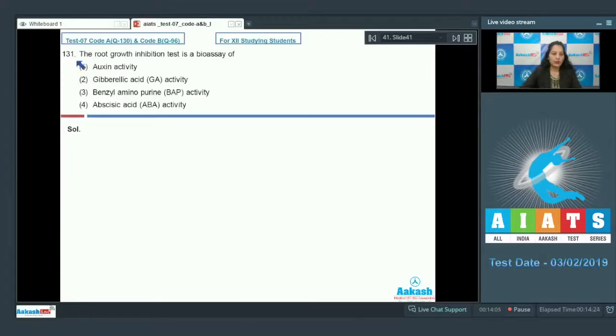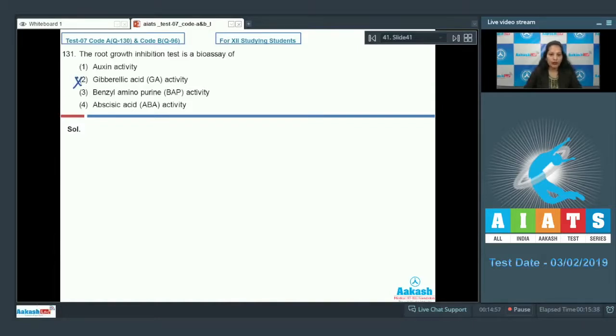Question number 131. The root growth inhibition test is a bioassay of: first option, auxin activity; second, gibberellic acid activity; third, benzyl aminopurine activity; fourth, abscisic acid activity. For gibberellic acid activity, there is a bioassay called induction of alpha amylase in barley endosperm bioassay. So this is the bioassay for gibberellic acid. So this option is ruled out.